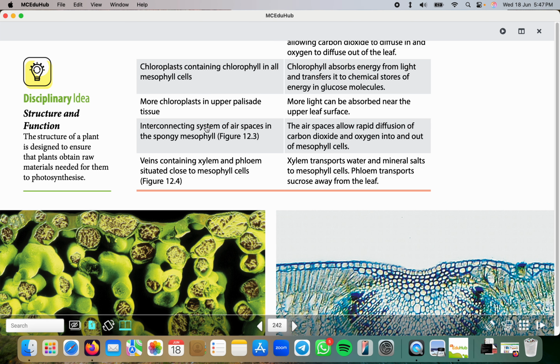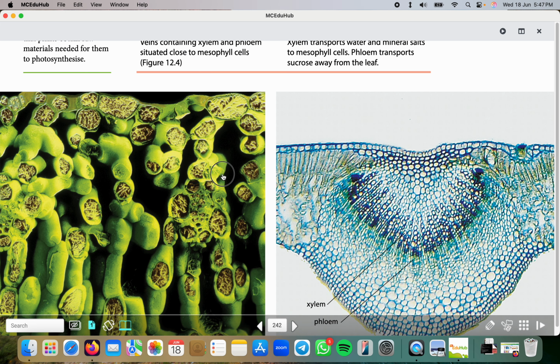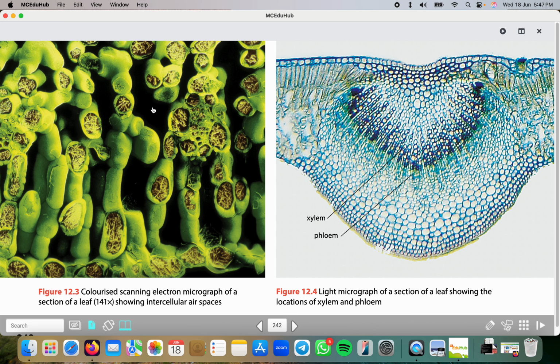There's an interconnecting system of air spaces in the spongy mesophyll. And these air spaces allow for rapid diffusion of carbon dioxide and oxygen into and out of the mesophyll cells. Let's take a look at it over here. So you can see all these spaces. These are the intercellular air spaces. The reason why it's called inter is because they are in between the cells. As you can see some of these cells, you can see the inside of them, you can see all the chloroplasts that are found inside the cells.